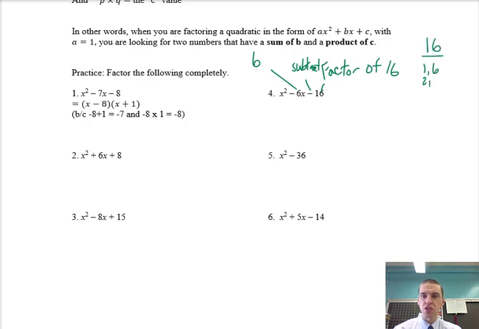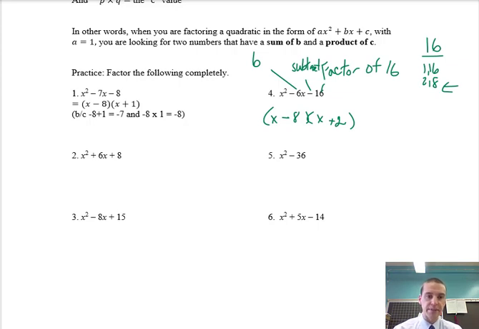1 and 16, 2 and 8. That's it. Which one of these subtract to 6? Bingo, 2 and 8. So when I factor a trinomial, I'll be left with x and x. Factors of 16 that subtract to give me 6 are 2 and 8. I need a negative 6. So I need my 8 to be negative and my 2 to be positive. Why? Negative 8 plus 2 gives me negative 6. Negative 8 times 2 gives me negative 16.